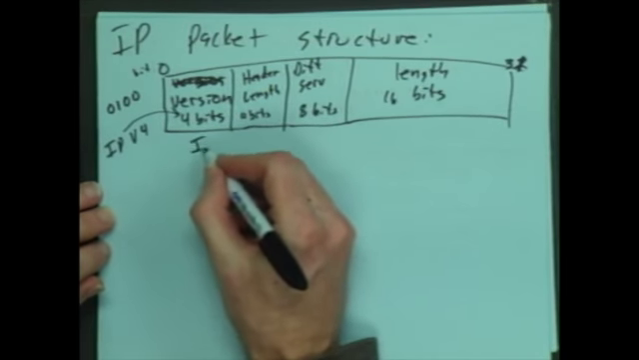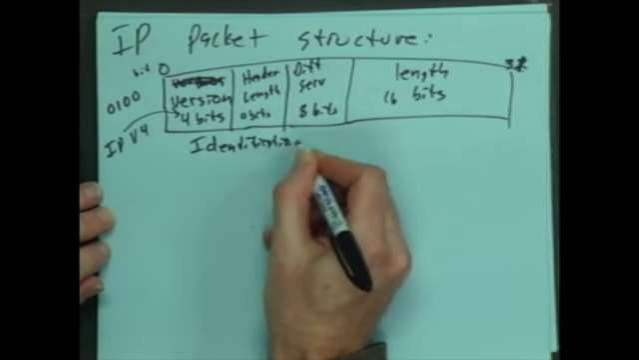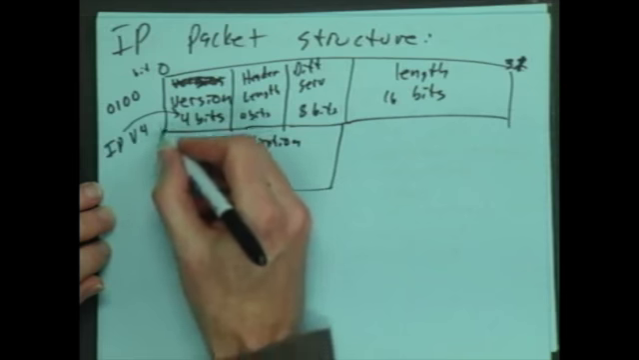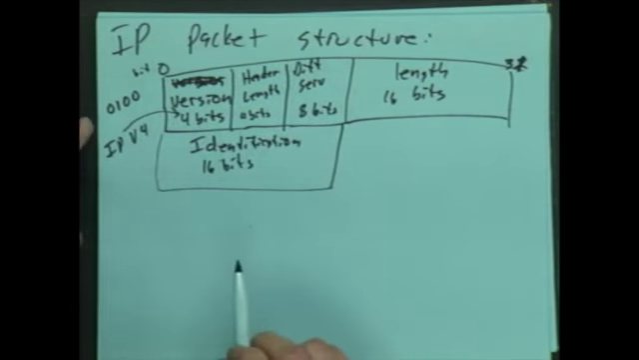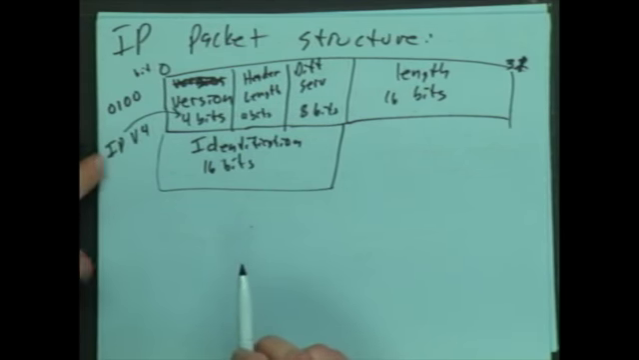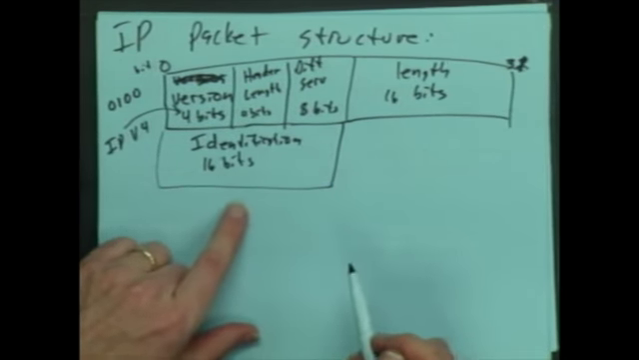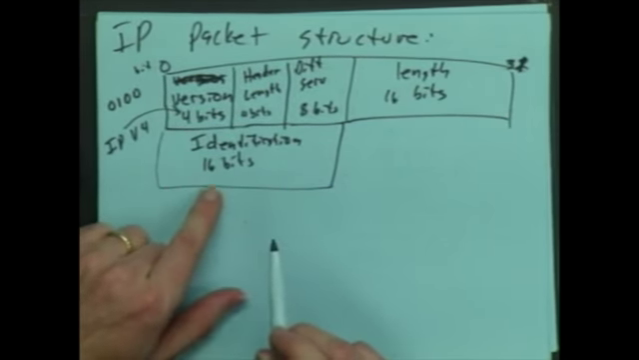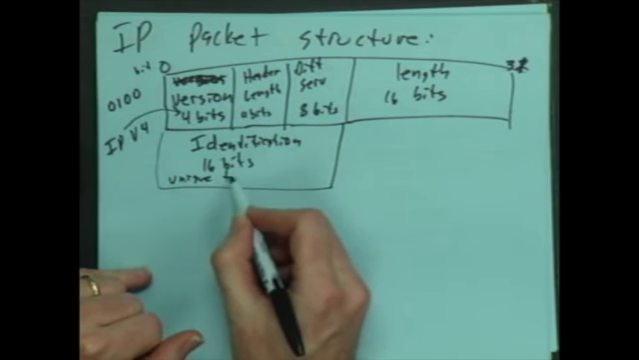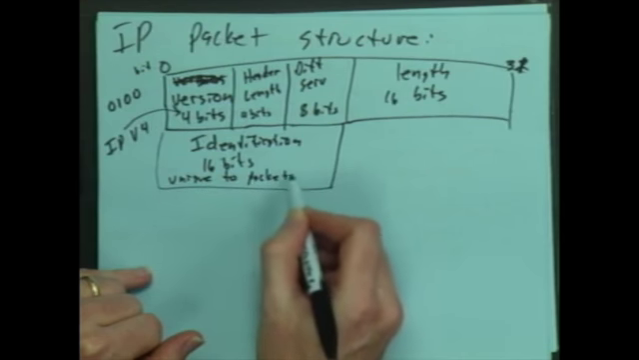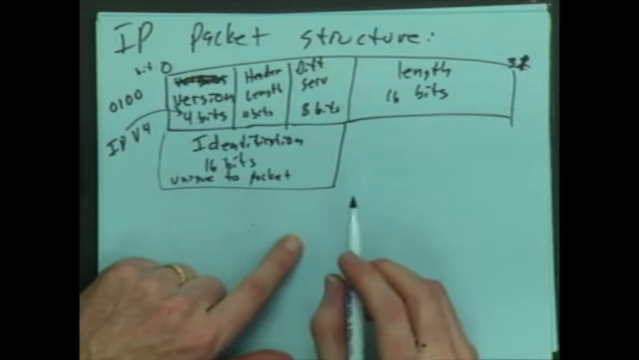There is an identification. That's 16 bits long. By the way, until I put on something like this, it's not going to be on the exam. You just want to hear it, right? The identification field will actually uniquely identify each packet. This is like I can put packets in order and do some other stuff.